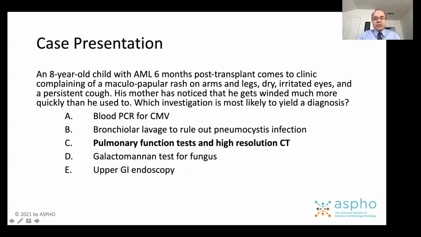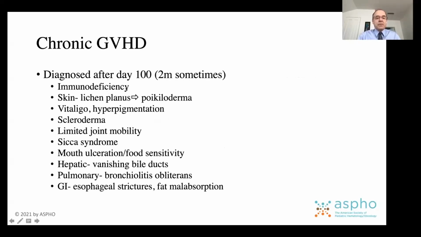Everything about this kid is suggesting that he has chronic graft versus host disease. And PFTs and a high resolution CT will let you know whether he has lung involvement. Chronic GVHD is diagnosed usually after day 100, but I've seen it, of course, as early as 2 months.